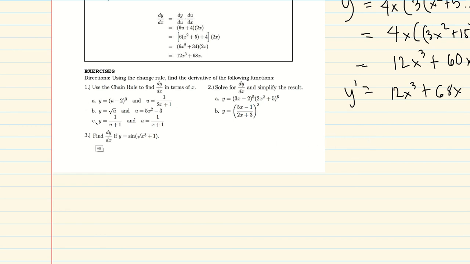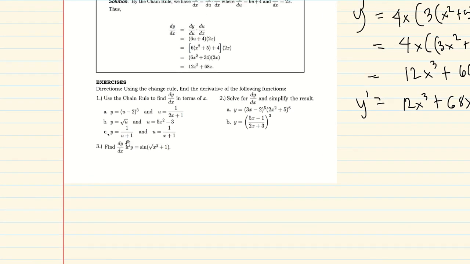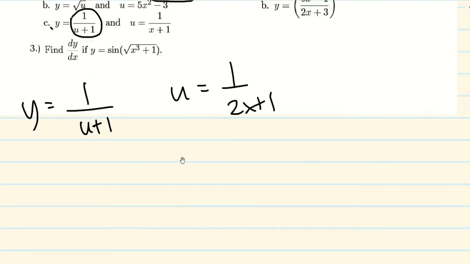Okay. How about we have an example which is much more difficult right here. I think it is more difficult if we combine these two. How about I have this one and my u is this one. So y equals 1 over u plus 1, and then my u equals 1 over 2x plus 1. Alright, so let's zoom in a little bit there.